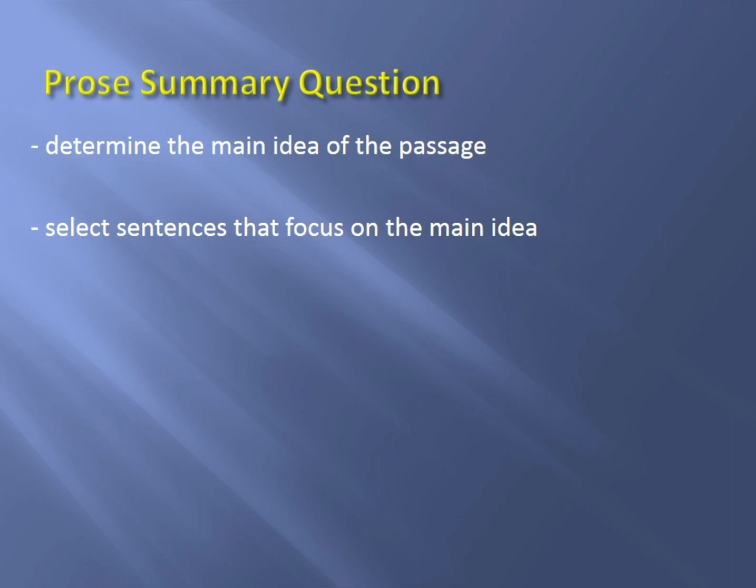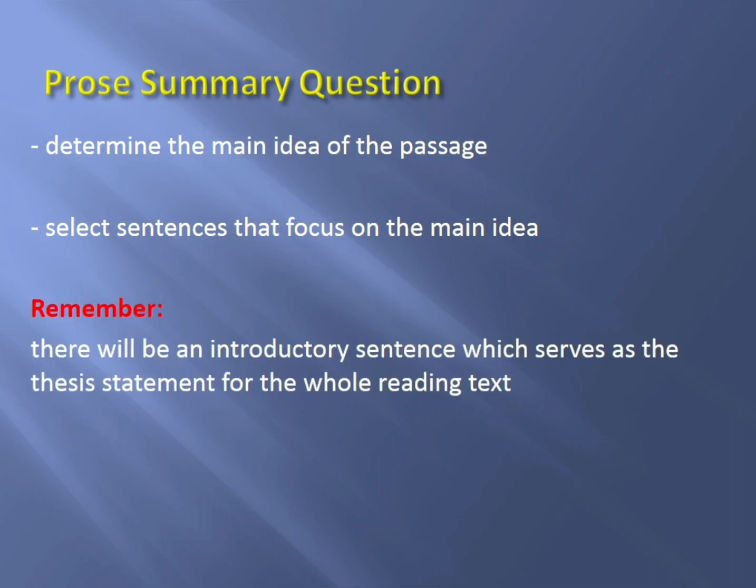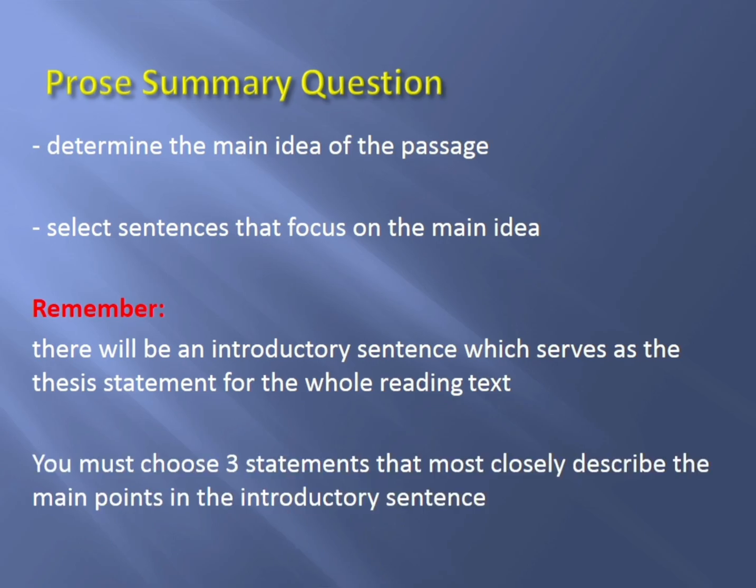In this question, there will be an introductory sentence which serves as the thesis statement for the whole reading text. The main points of the text are included in this sentence. Then, there will be 6 answer choices that contain information from the text. You must then choose 3 statements that most closely describe the main points in the introductory sentence. A prose summary question, when asked, is also the last question asked about a reading passage.